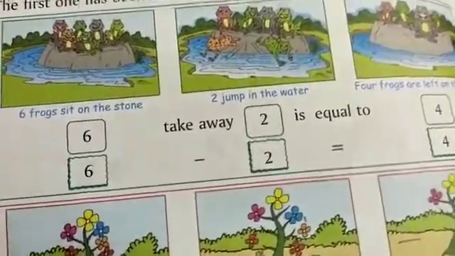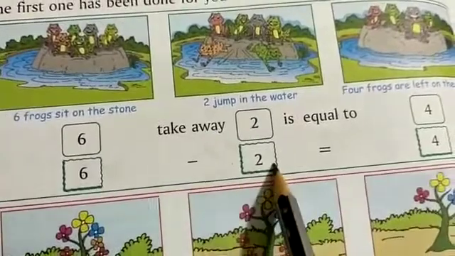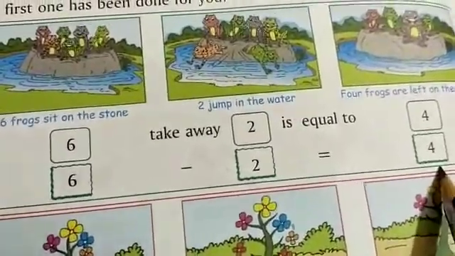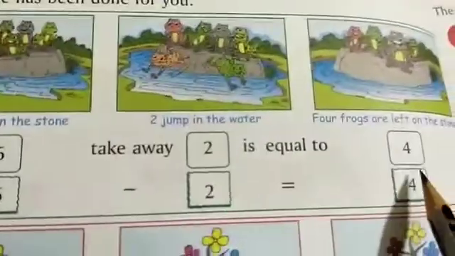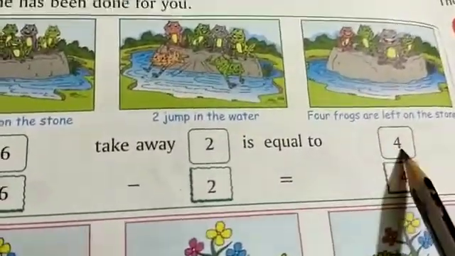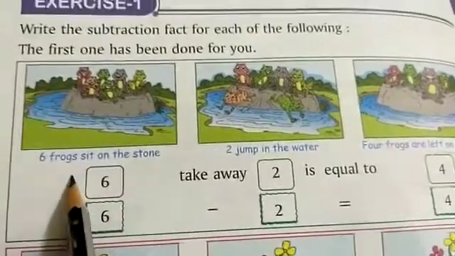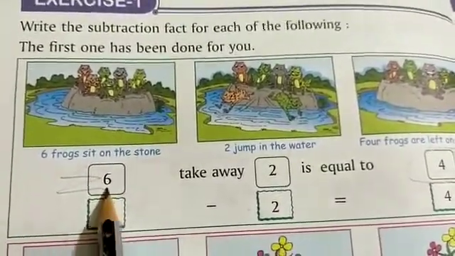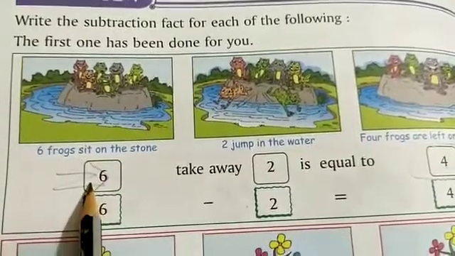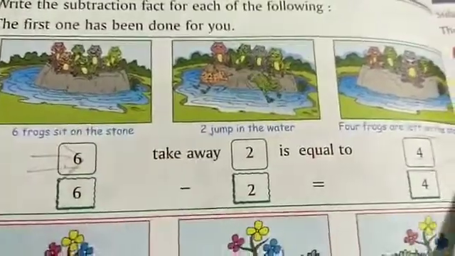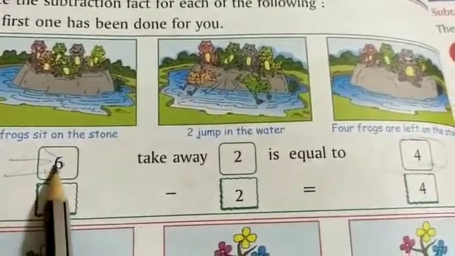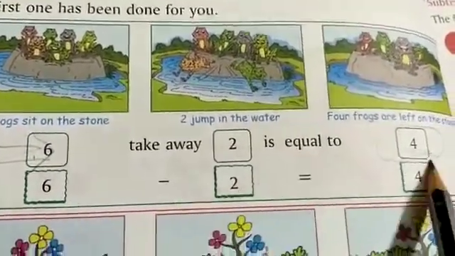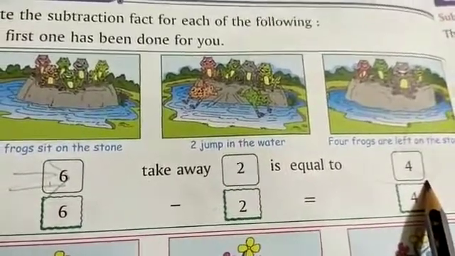Subtraction means to take away. 6 minus 2 is equal to 4. And one more thing, children, your answer will be smaller than the first number. The first number will always be greater or bigger than the answer. So the difference between 6 and 2 is 4. Don't get confused with anything.